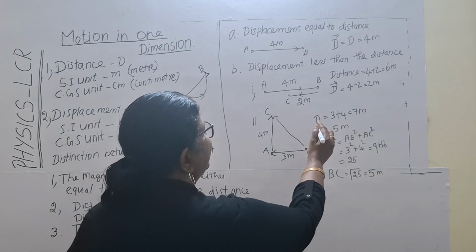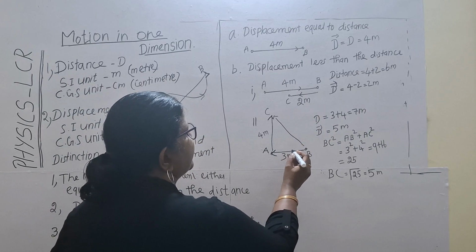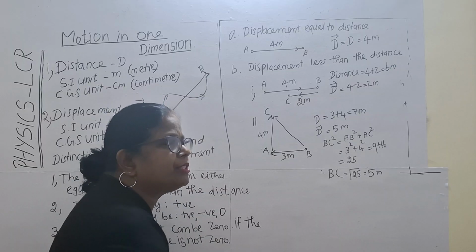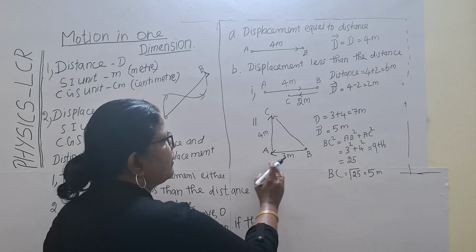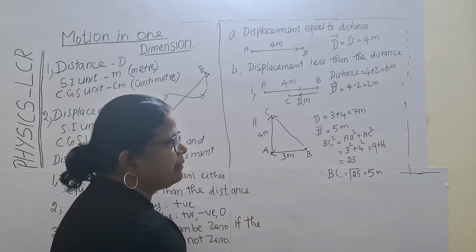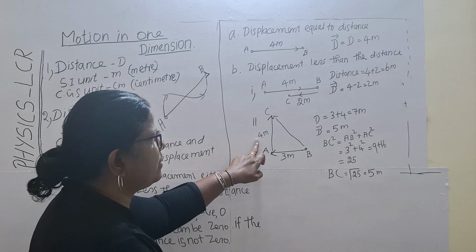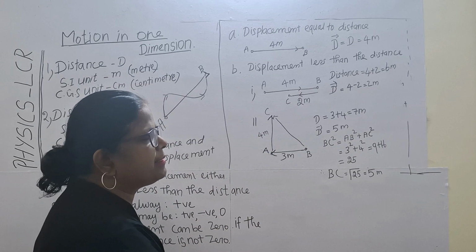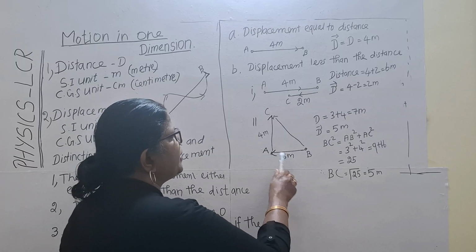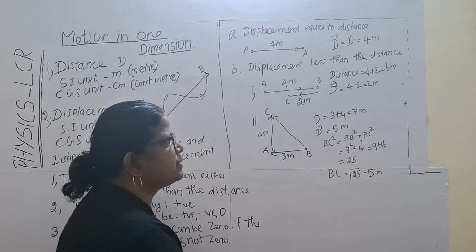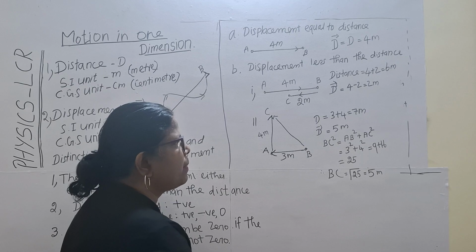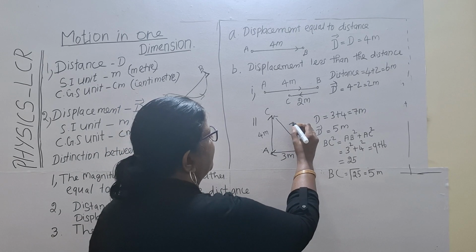Now we can understand distance. What is the distance this body traveled? How much distance has it covered? The body goes B to A, then A to C, 3 meter and 4 meter. So what is the distance this body covers? 3 meter plus 4 meter, total 7 meter. Clear?